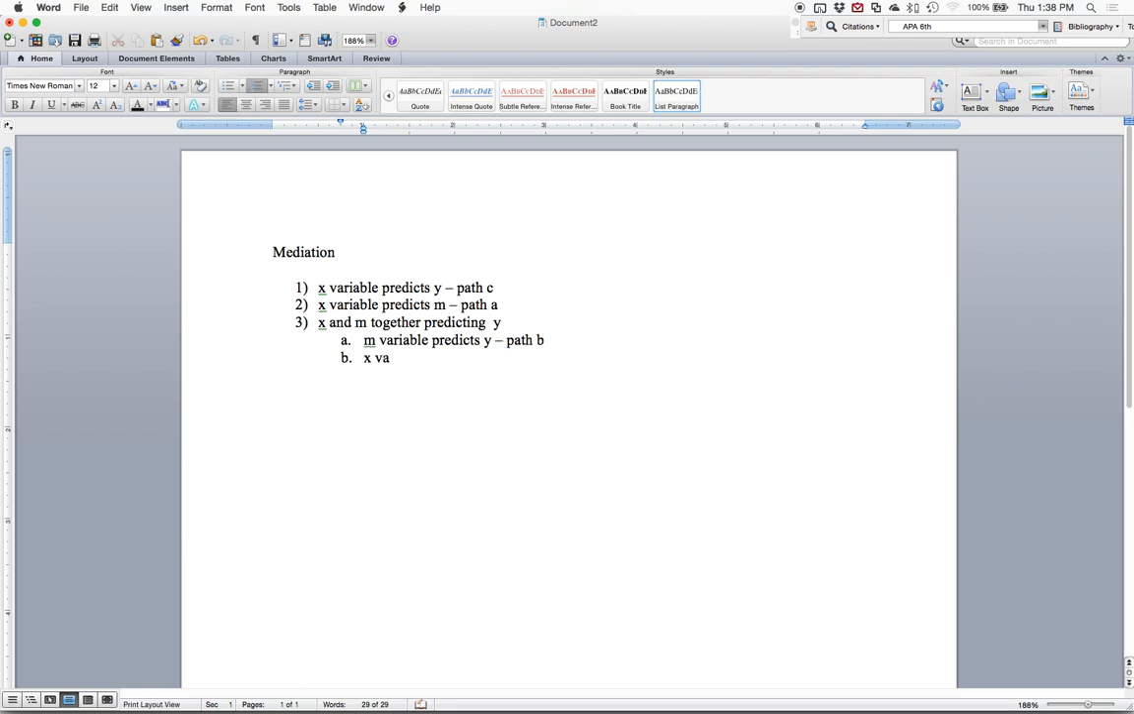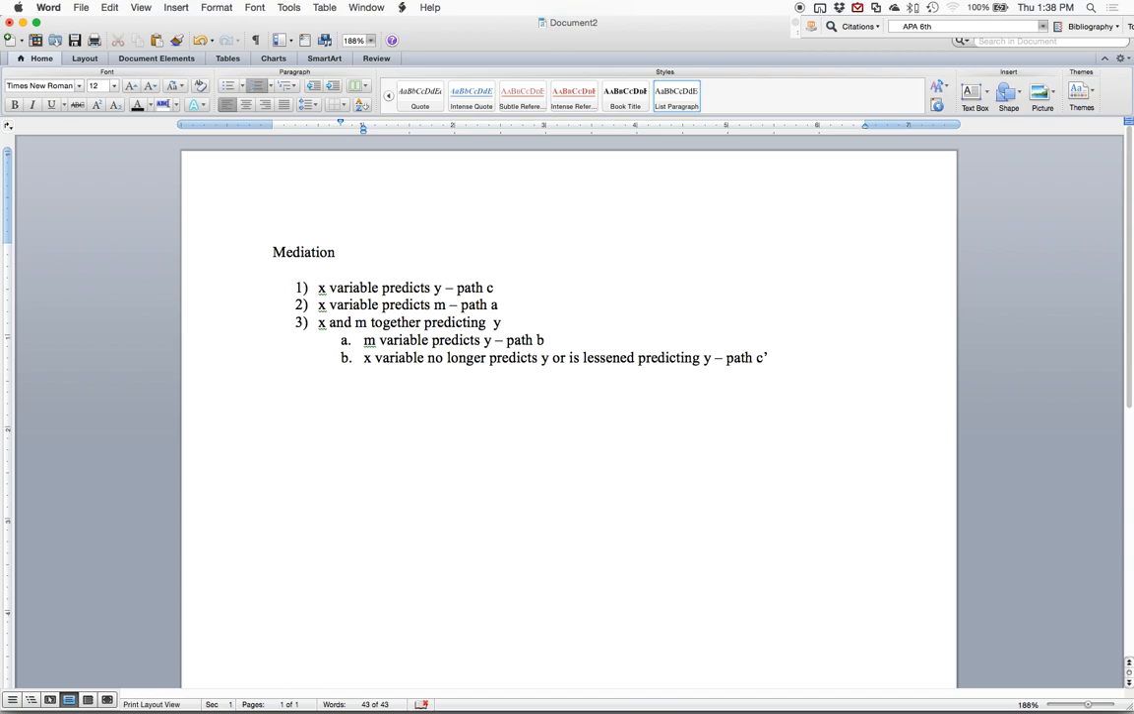And then x variable no longer predicts y, or is lessened, predicting y, with m in the equation. And that's path C prime. And the whole point of mediation is that C and C prime are different. And usually that C is greater than C prime. You want it to go down. So you want to get closer to 0. Now, it would be interesting if they flipped signs, but that might be a better indication of moderation, that there's actually an interaction going on.